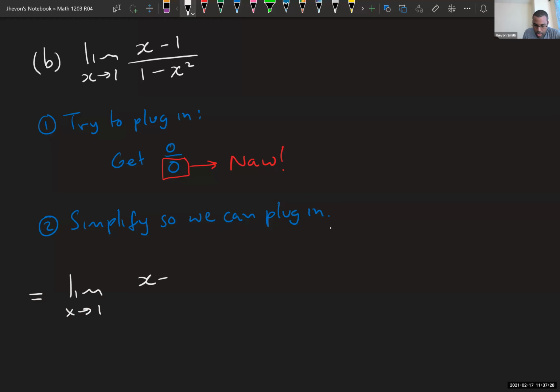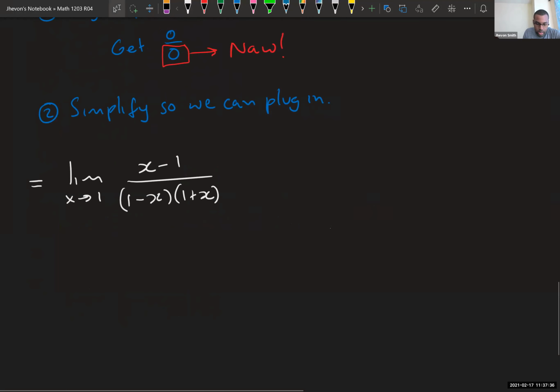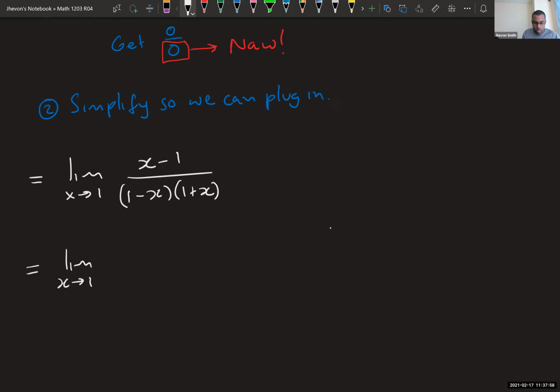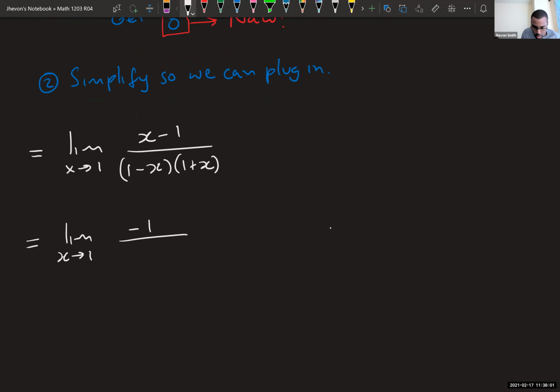So how do we simplify this? Well, the bottom is a difference of squares, so that's 1 minus x times 1 plus x. Okay, and how does that simplify? What does that become after I simplify it? -1/(1 plus x). All right, and why is that?